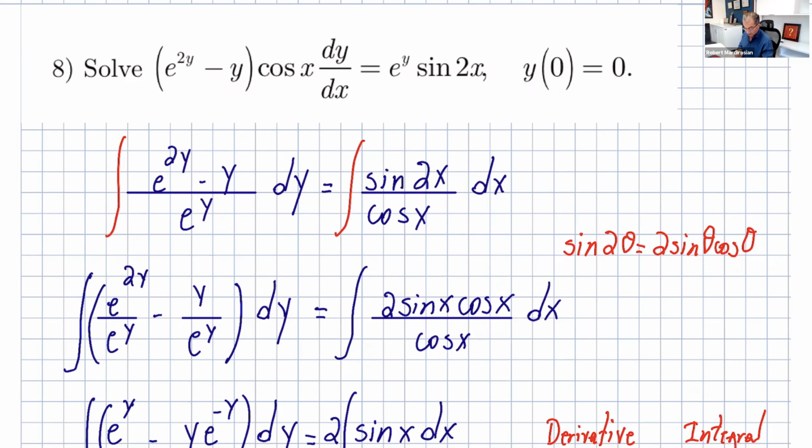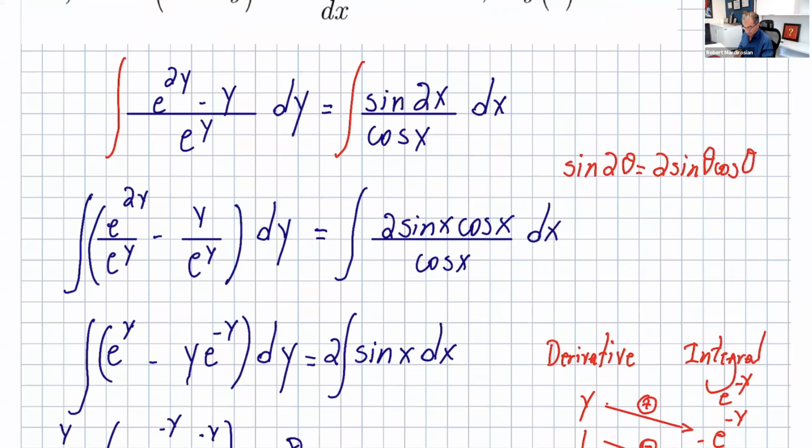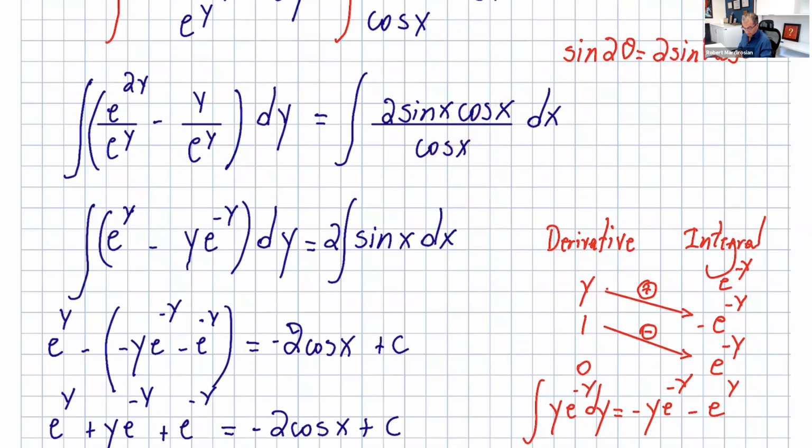Separate them, so e to the 2y over e to the y minus y over e to the y. That's how you can write it. When you divide, you subtract the exponent. So here you have e to the y minus y e to the power of negative y. You can take it up and change the sign of the exponent. This is just algebra. From trigonometry, remember sine 2 theta is 2 sine theta cosine theta. So change sine 2x to 2 sine x cosine x over cosine x. So cosines cancel, and you are left with 2 sine x.